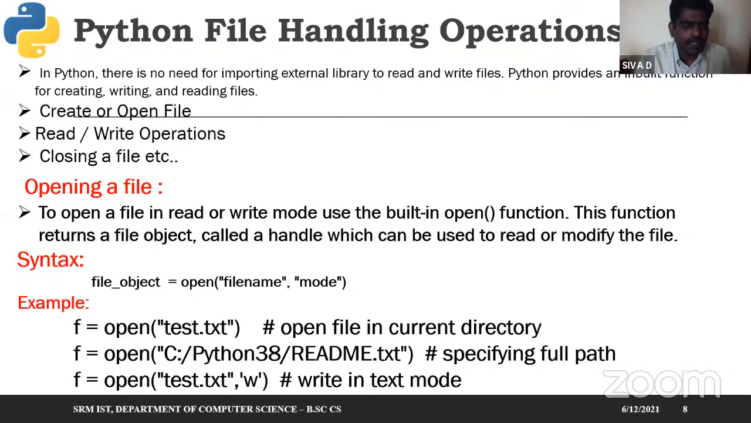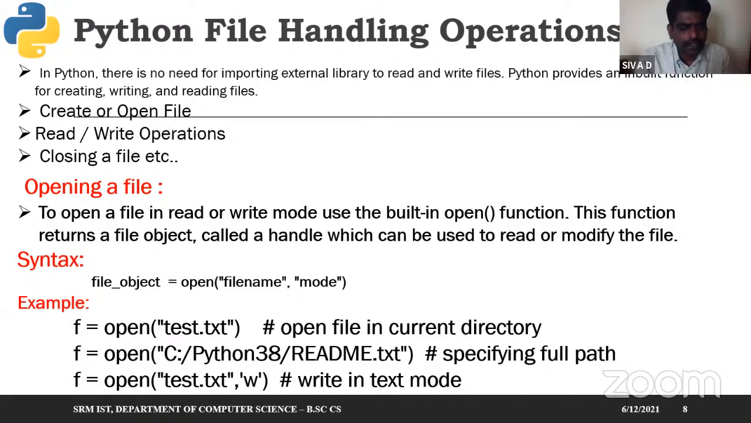So the first example is f equal to open of test.txt. test.txt is the name of the file we are going to open with the mode of read only, that is R. Another way to open files: in the first one there is no actual path of the file, but the path of the file is very important. In the second example, f equal to open of, I specified a certain path, C:/python38/readme.txt. So readme.txt is the name of the file, and C:/python38 is the actual path of that particular file.